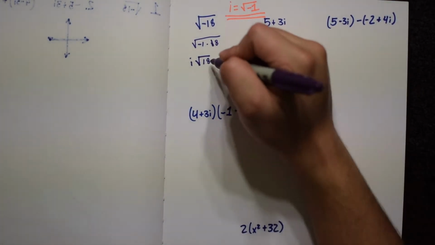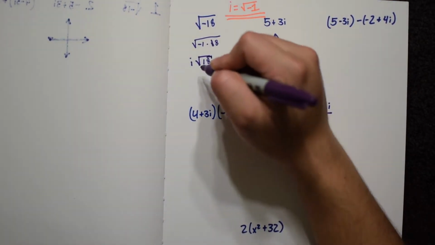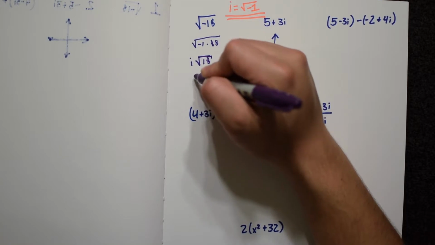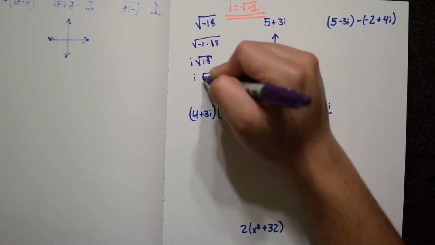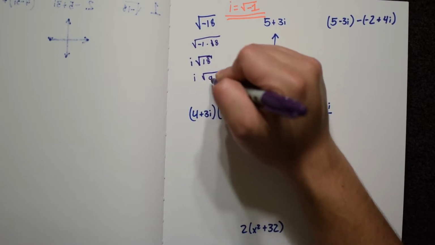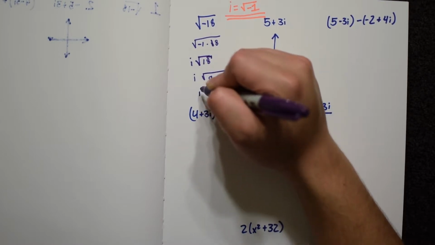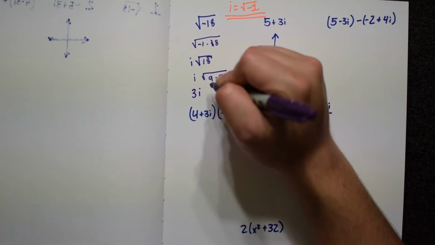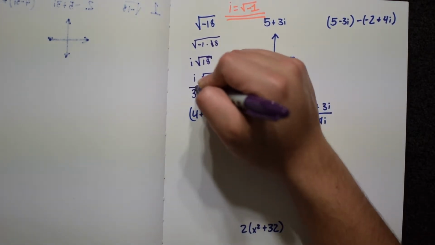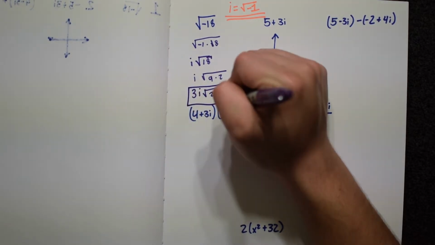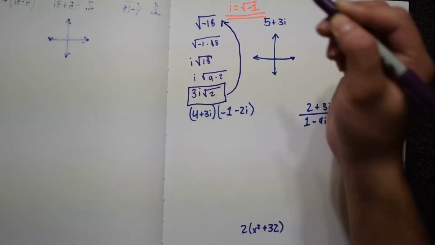Now the square root of 18 can actually be simplified even more. The square root of 18 is actually 9 times 2. And since we know that 9 is a perfect square, this can actually factor out into 3 times i, because that's the square root of 9, times the square root of 2. And so this is the square root of -18 completely simplified.